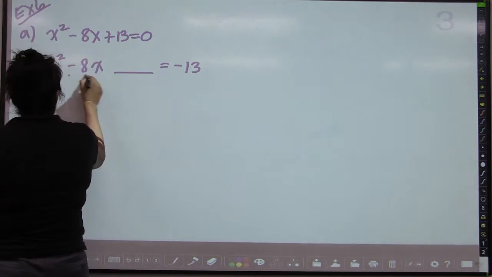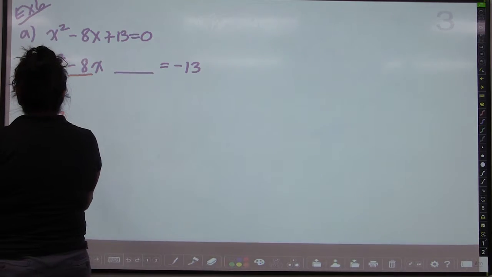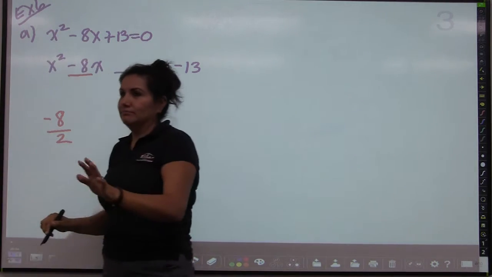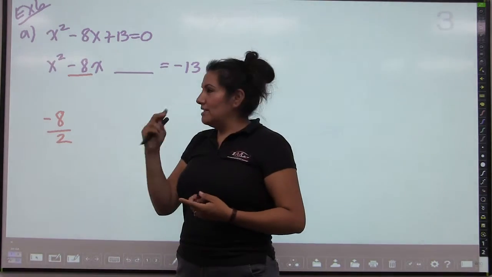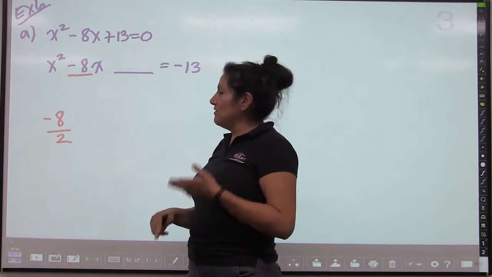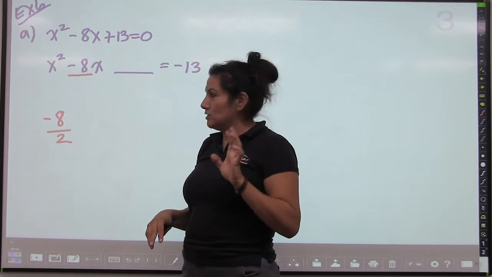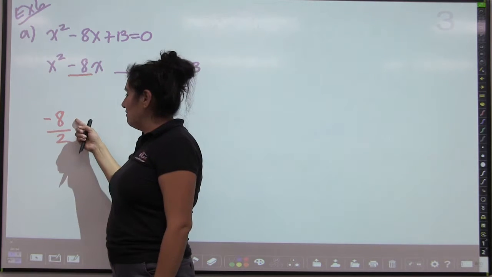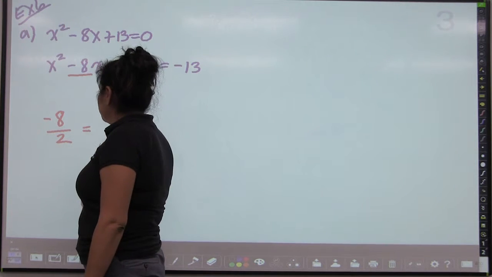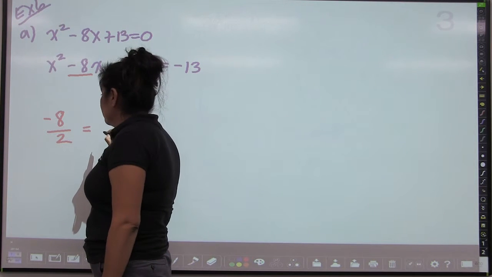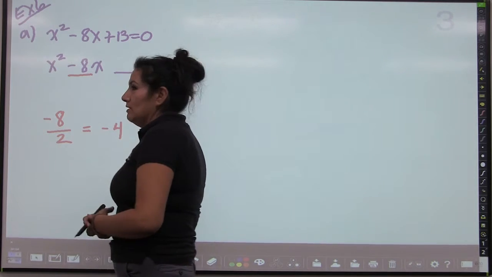So that process, the next step is to take your middle term, okay? So we're going to take the negative 8 divided by 2. Always divided by 2. If it's negative, then negative divided by 2. If it's positive, then positive divided by 2. But it's always divided by 2. In this case, I have a negative 8, so negative divided by 2 is going to give me negative 4. Okay, that's step number 2.